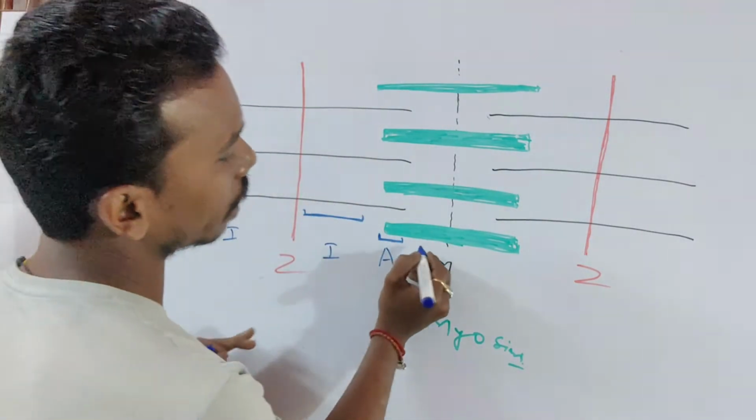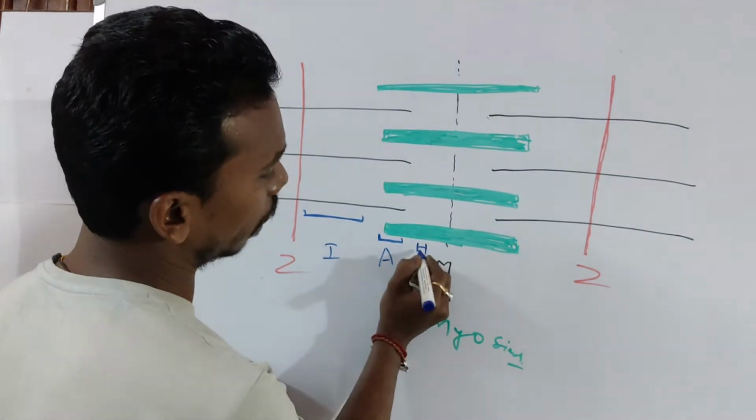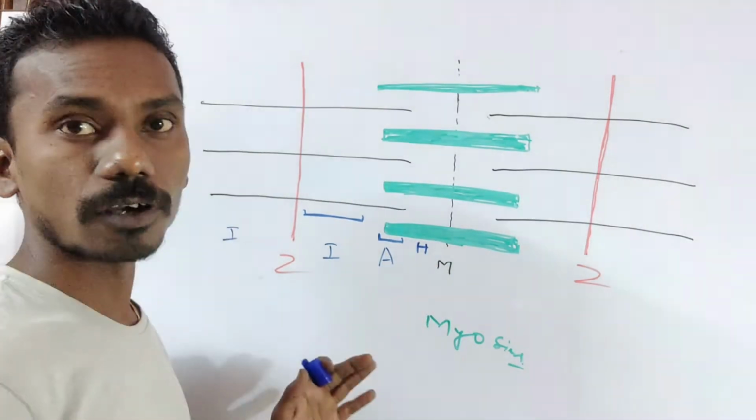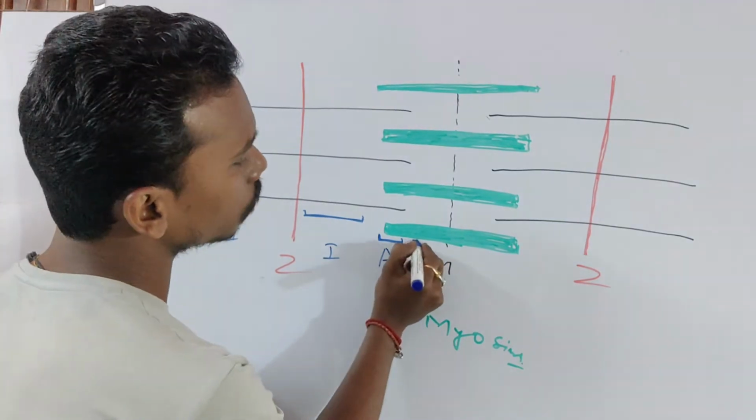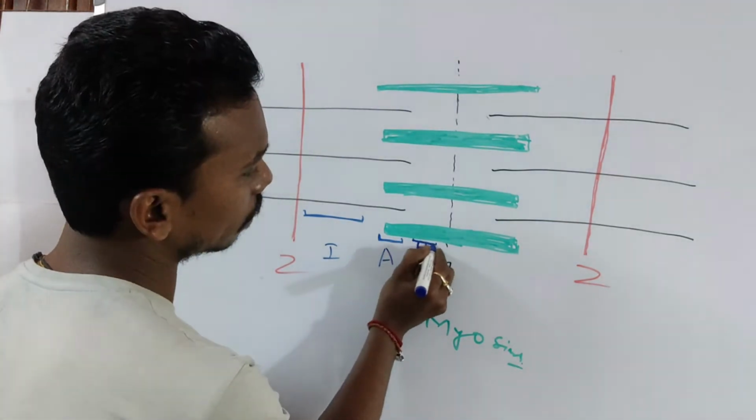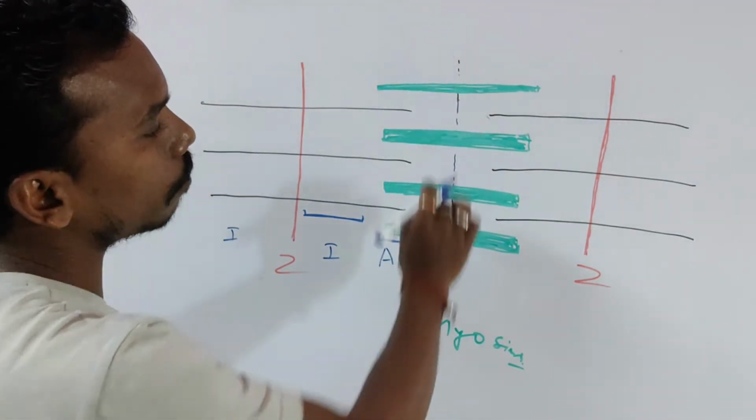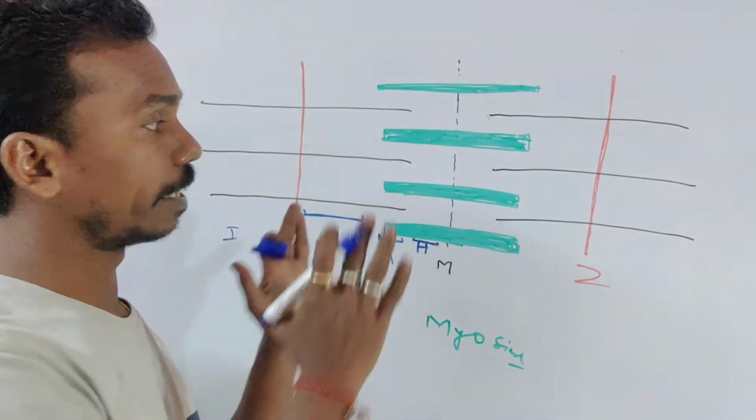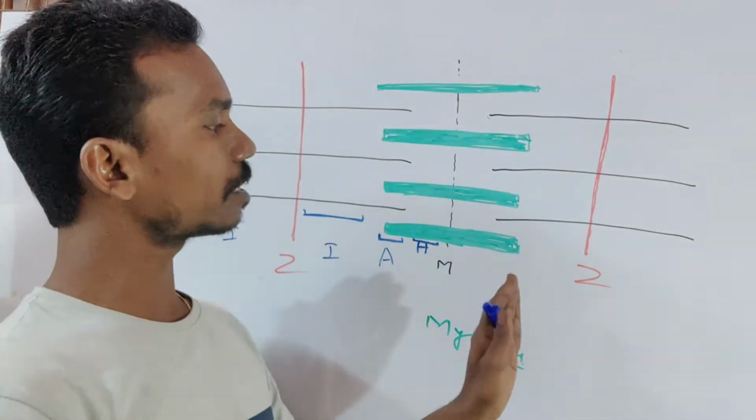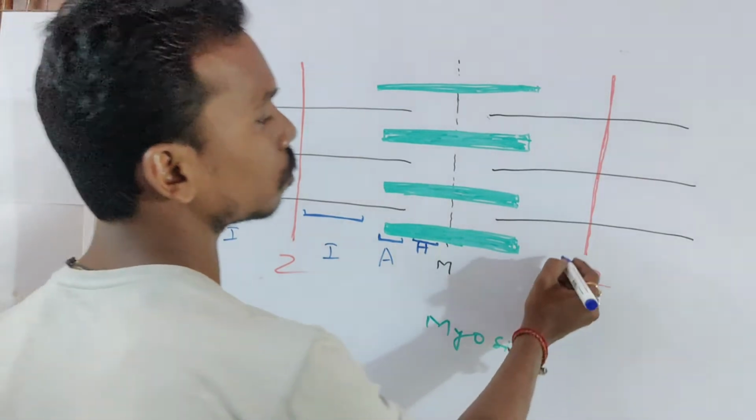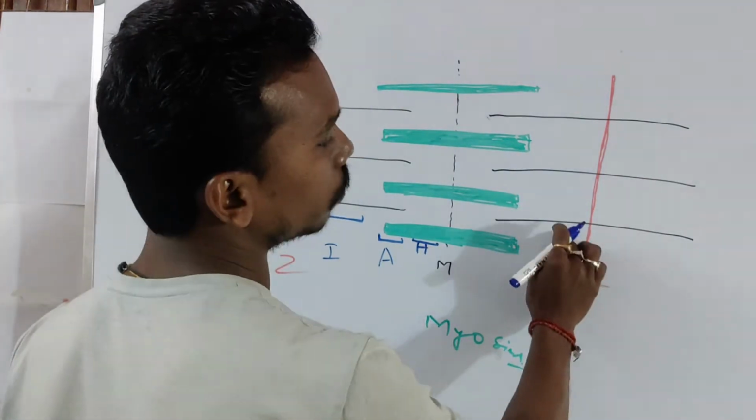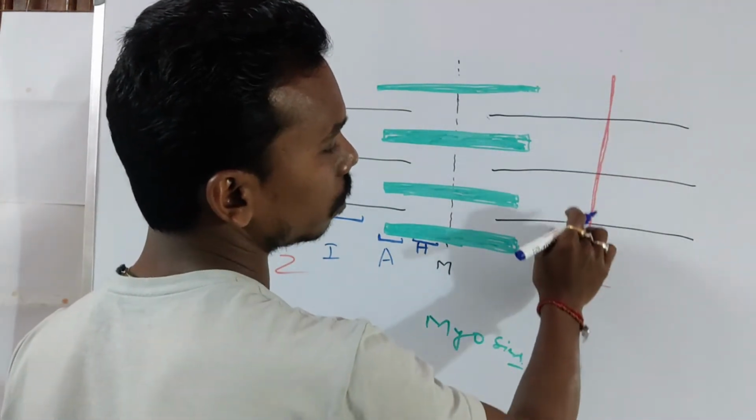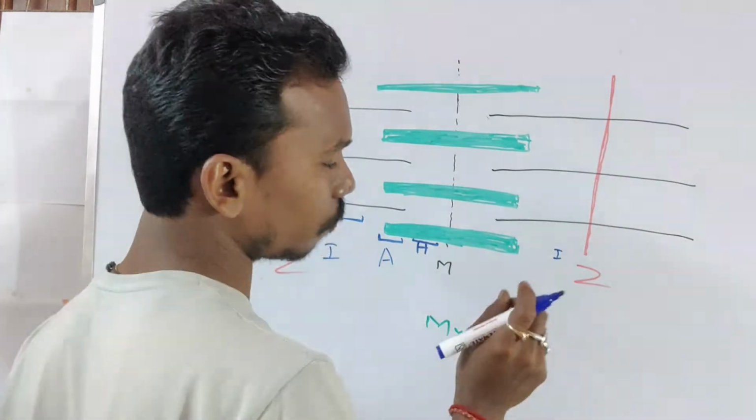What about this next band? This is called the H band. This H band only contains the myosin microfilaments in this sarcomere. So let's see the bands on this side also. This one is the I band, which only contains the actin microfilaments.